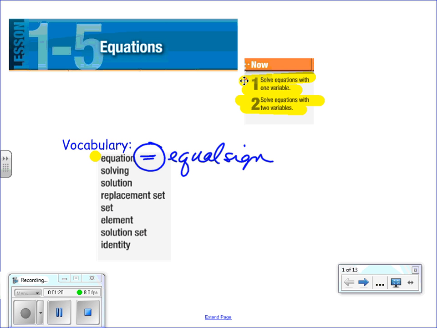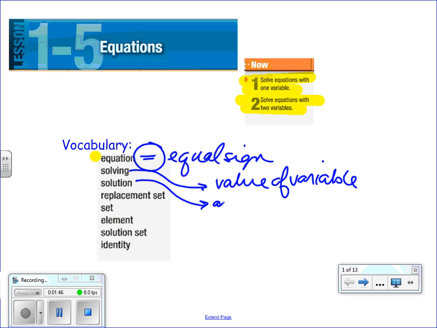The solution is the answer. Solving means to find the value of the variable in an equation. Replacement set, element, solution set, and identity, I want you to go ahead and look up. I'll give you a little break. If you'll look up these, that would be good. Watch your video and catch back up with me in a minute.